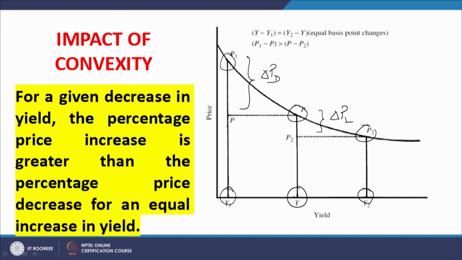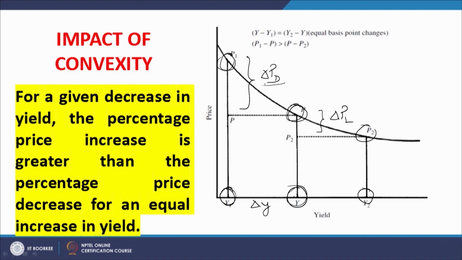So, let me repeat the diagram. What this diagram shows is obviously the plot of the price against YTM. It is a yield price curve for a given bond. We start at this point, and we assume that there is a decline in YTM by an amount, let us say delta y, as a result of which we are now at this point, and the price has moved from this point to this point. In other words, there is an increase in price because the YTM has decreased. So, there is an increase in price, let us say we call it delta P d.